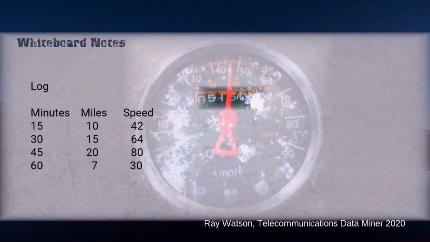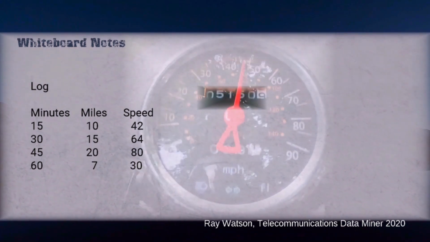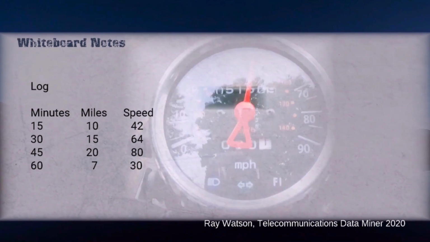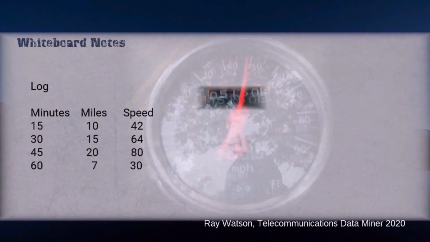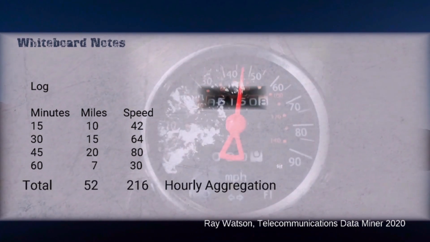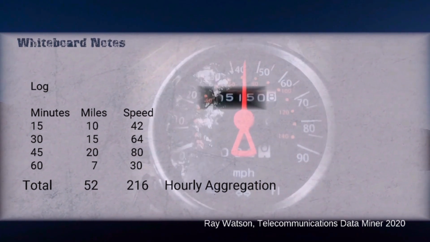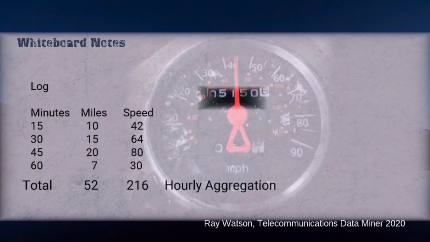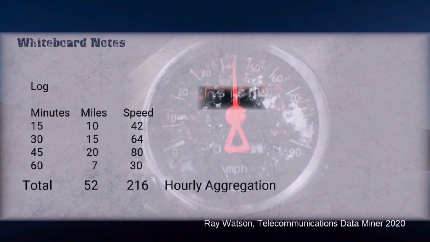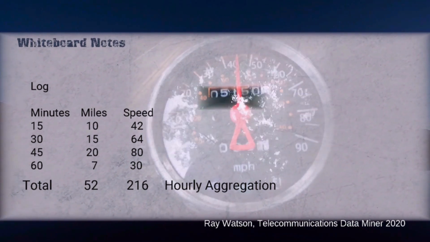Once we have 4 sample periods collected, we now ask our assistant to create an hourly summary dashboard of the 4 sample periods. Our assistant does the math and creates the summary dashboard and announces that clearly we have traveled a total of 52 miles and had total speed of 216 miles per hour. What?